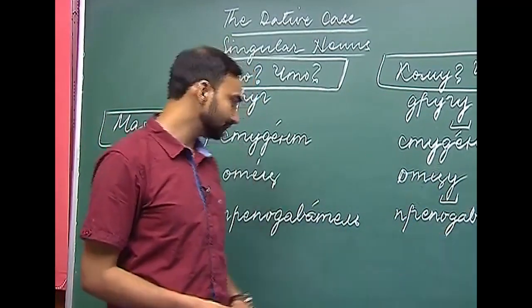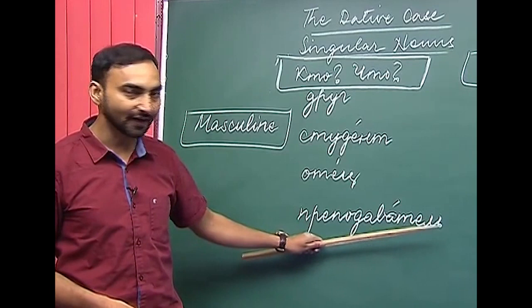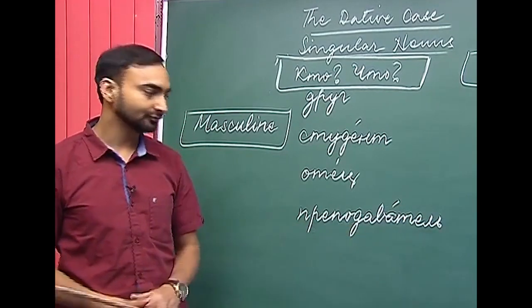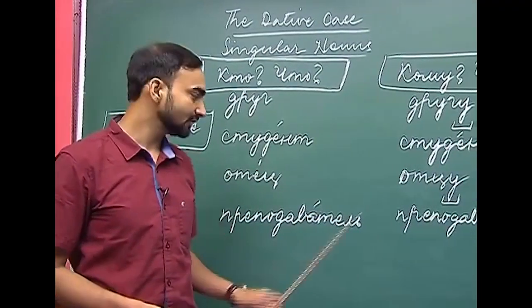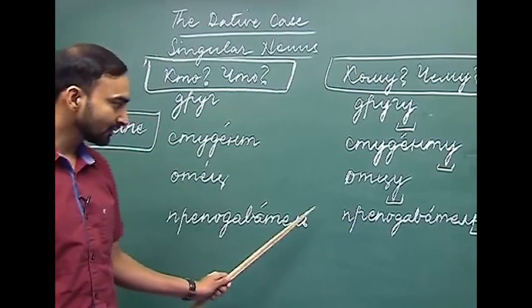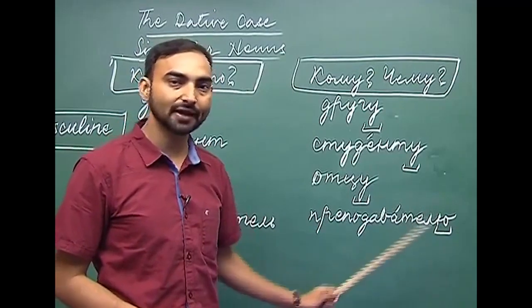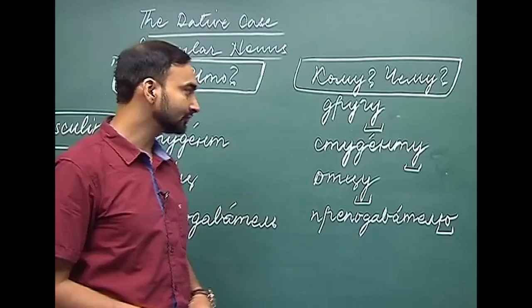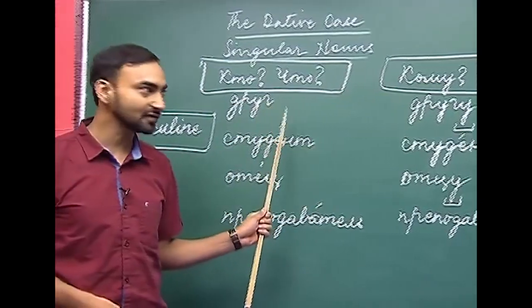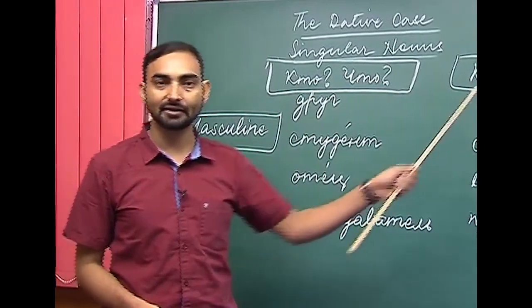Achets, atsu. The next masculine noun is pripadavachal, which has a soft ending. It ends with a soft sign. So what happens when a masculine noun ends with a soft consonant or soft sign? We drop the soft sign and add u to get its dative case form. Pripadavachal, teacher, becomes pripadavachalyu in the dative case. So this is how the masculine nouns decline in the dative case.